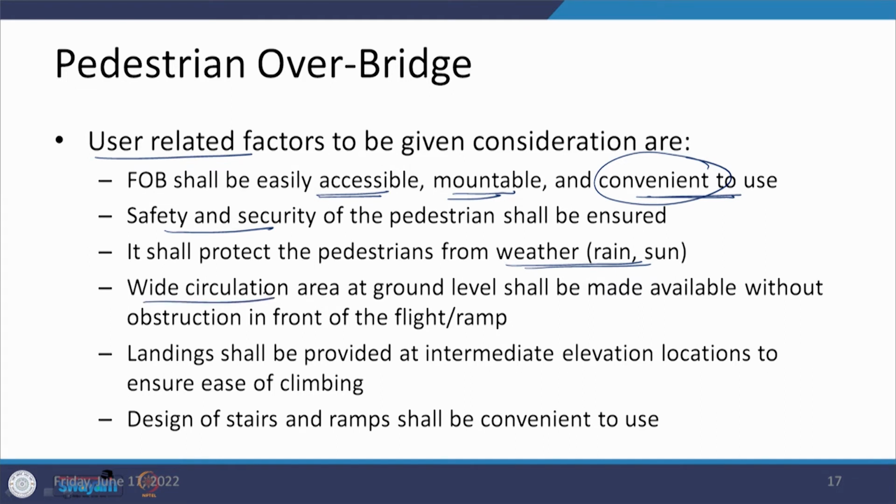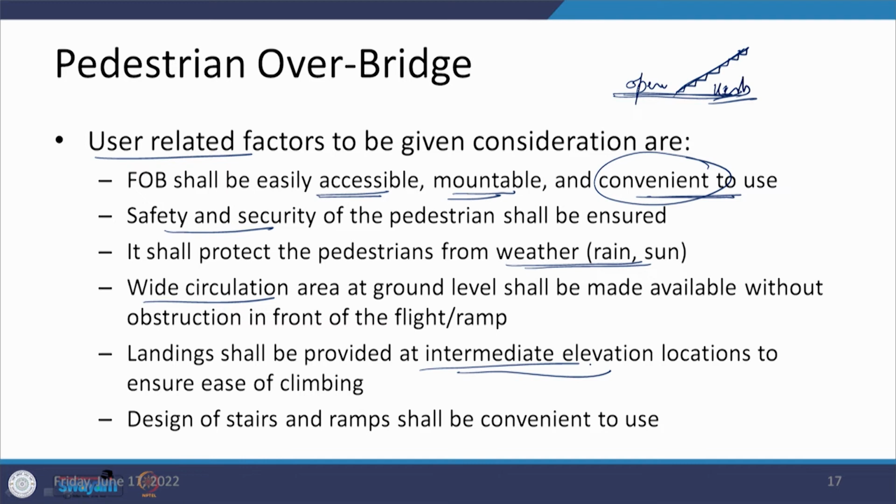There needs to be a wide circulation area at the ground level, and there should not be any obstructions in front of that. Say if we say that this is the curb side and we are going up like this. So, whatever these open spaces are, they should be free. So, we may have the stairs or the ramps being provided so as to come up to the level at this side. So, this is a curb side area. Okay. Then the landing shall be provided at intermediate elevation locations.